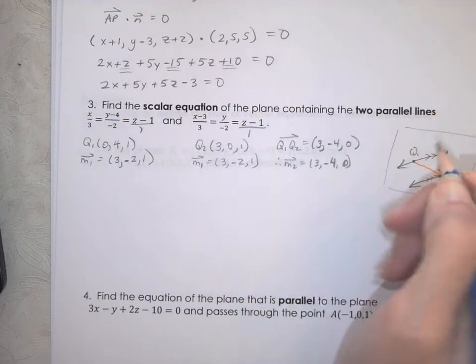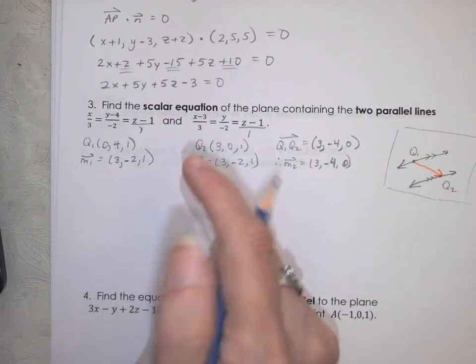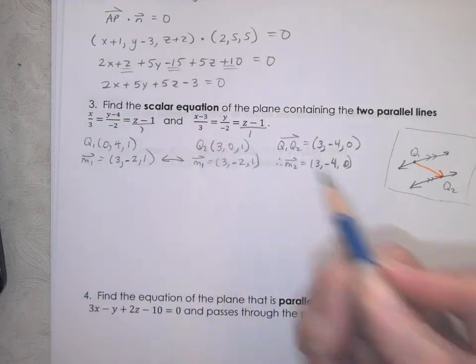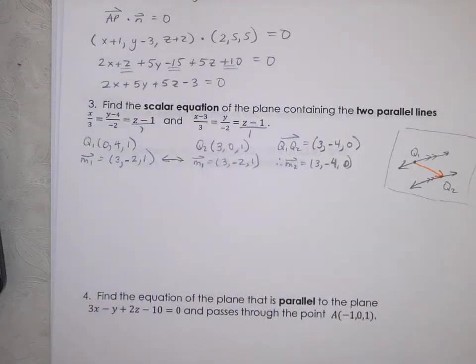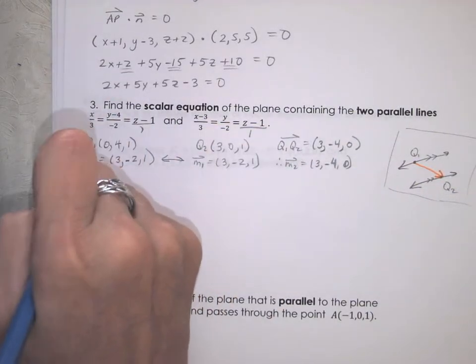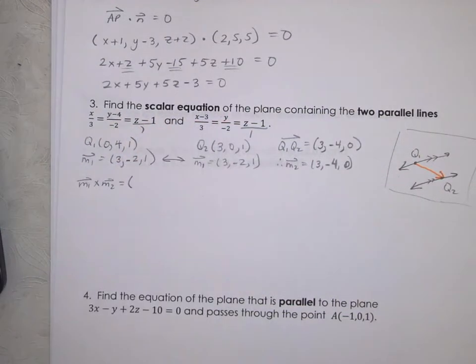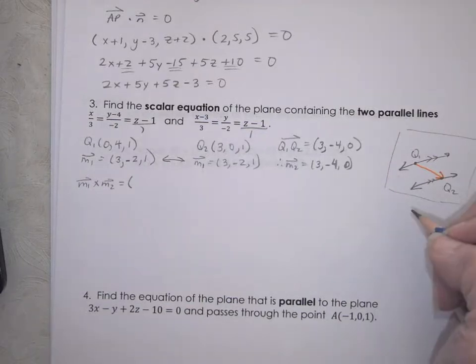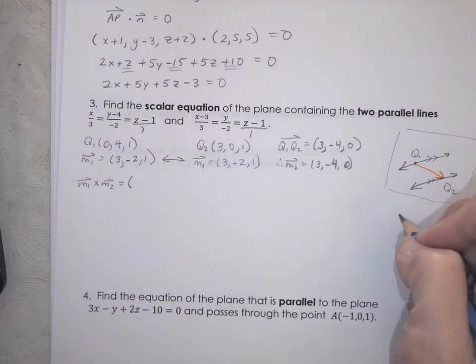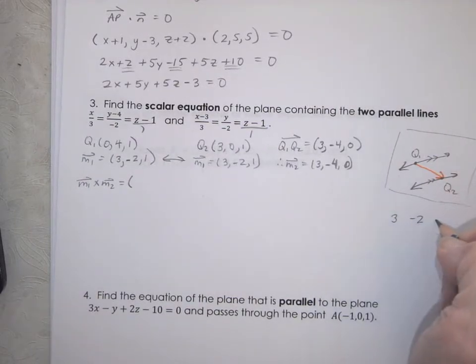So we have two different directions now. These are equal again because the lines are parallel. And then we made a different direction by finding the direction vector from Q1 to Q2. So now we can find the cross product of M1 and M2, which will be in the direction of our normal to the plane. So I'm going to do that over here. So 3, doing the cross product.